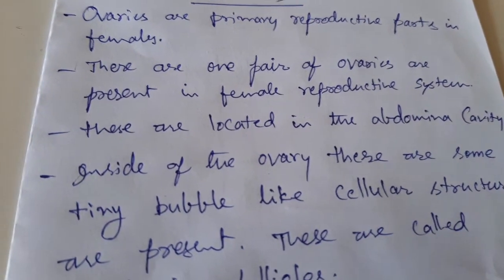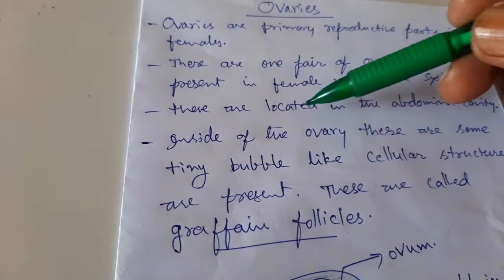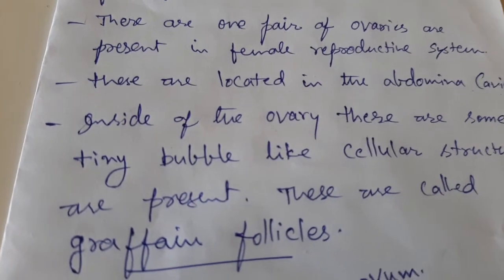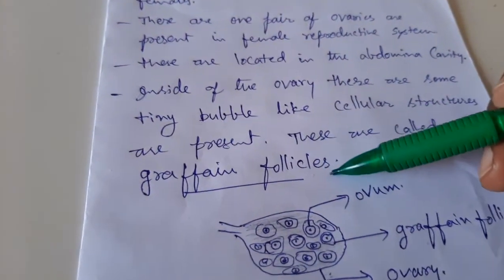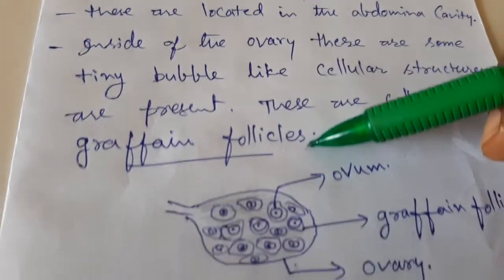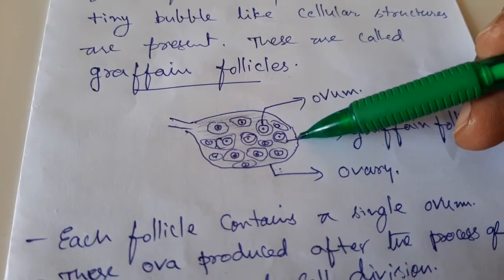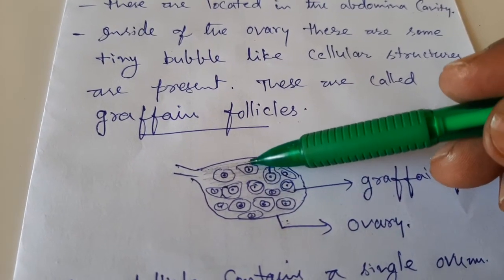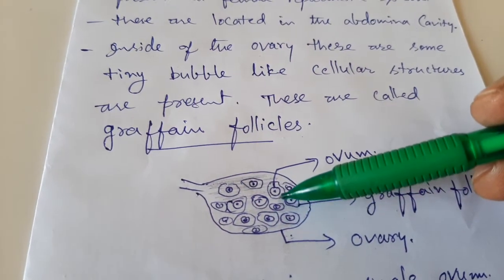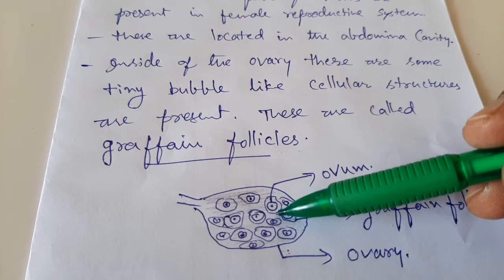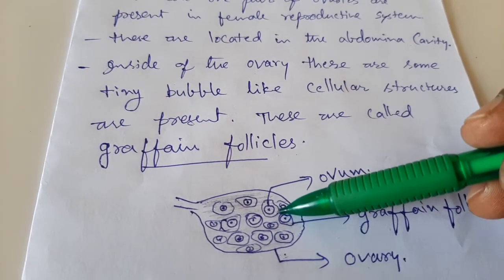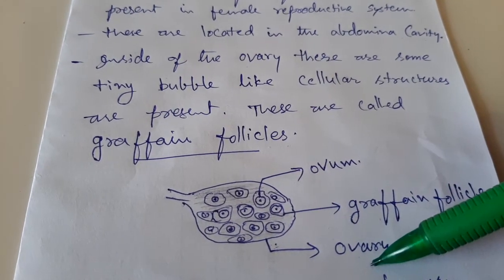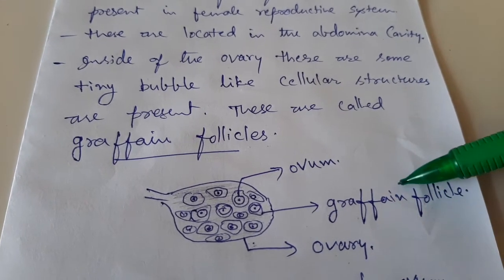And location. So where are the ovaries located? The location is abdominal cavity. Okay. Next. So about Graafian follicles. What are Graafian follicles? So observe, students observe this. This is ovary. Inside ovaries, there are some tiny cellular structures. Bubble-like cellular structures are there. These bubble-like cellular structures which are present inside the ovary are called follicles, Graafian follicles.